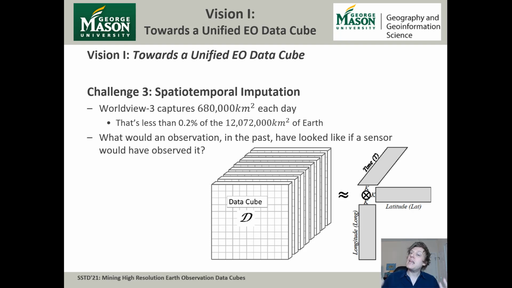And in a Netflix movie recommender system style approach, one could use this factorized representation of the data cube, re-multiply the factorized version again to get an estimated data cube hat D, which will have missing values imputed. But this is just a naive approach using tensor factorization to predict missing values. So there are certainly better ways to do spatiotemporal imputation of Earth observation data cubes, and that is another challenge.